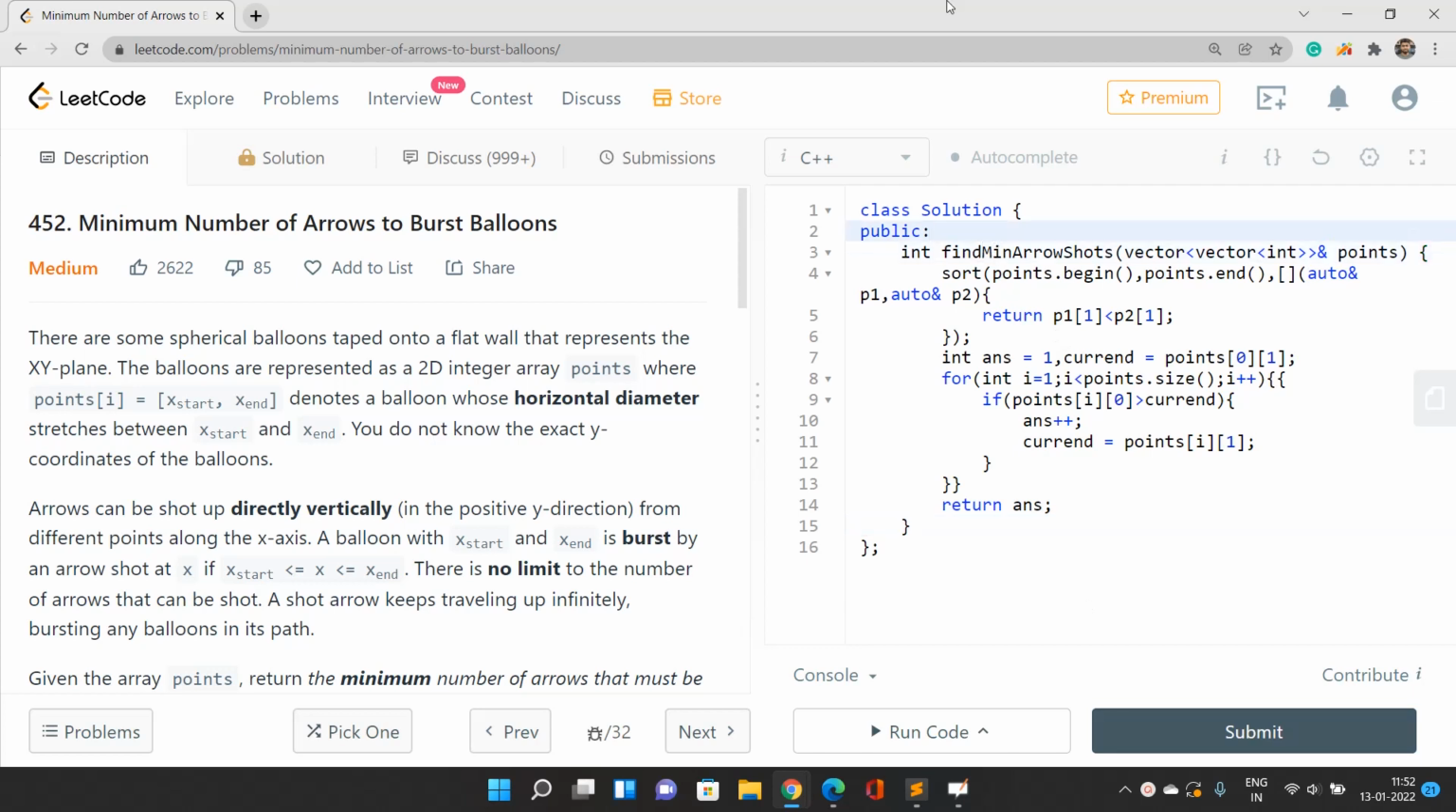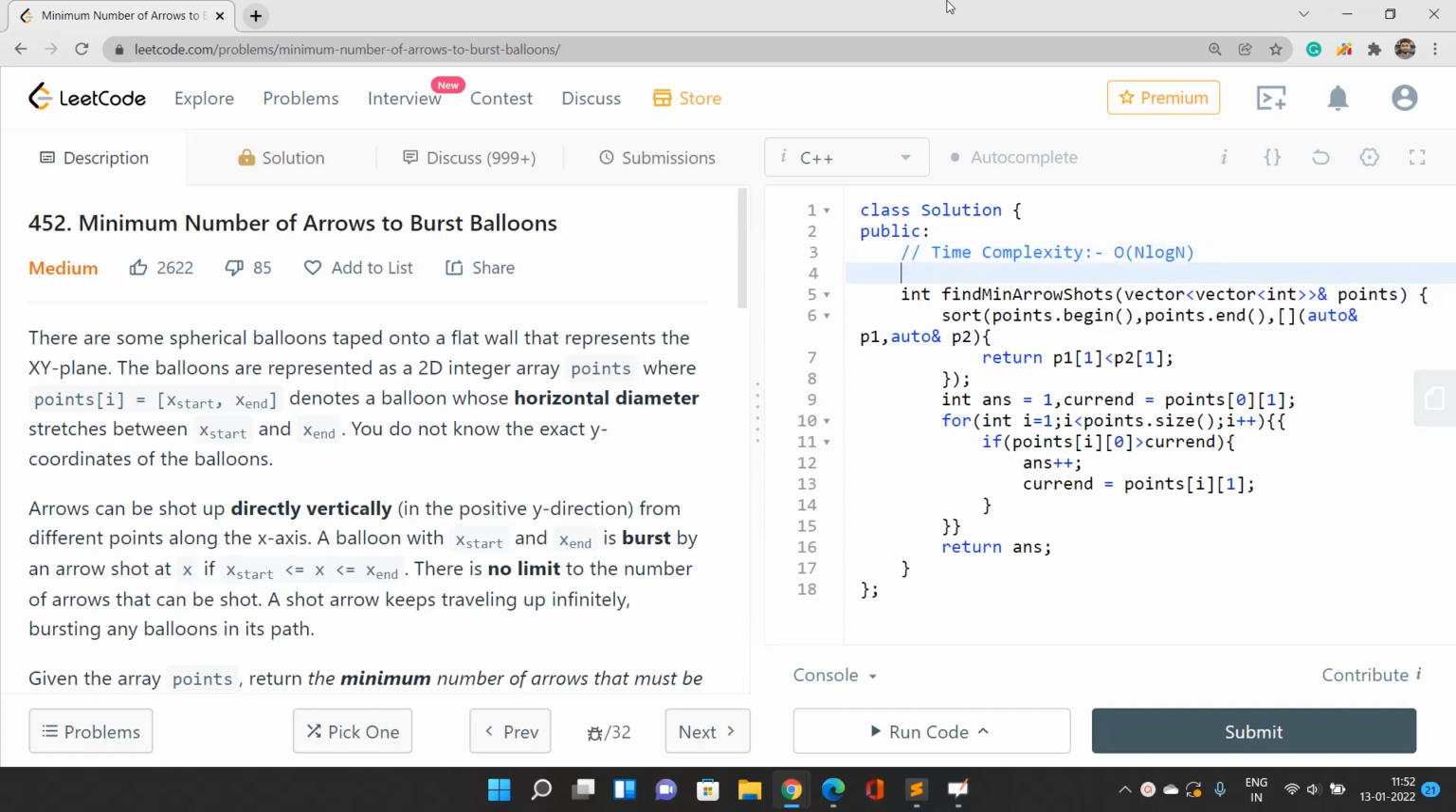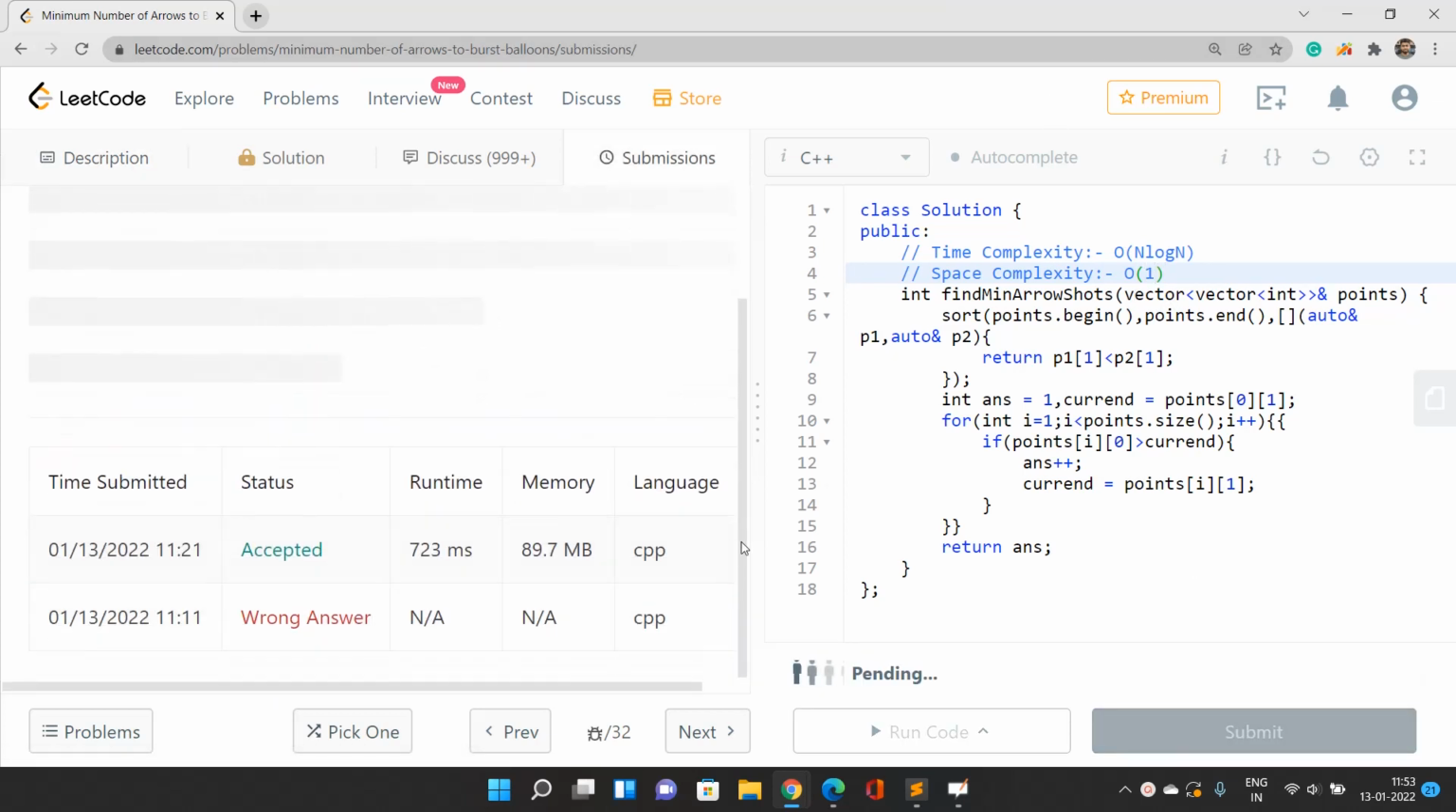So what is the time complexity of this approach? You can see the sorting takes n log n time, so O of n log n. And what about the space complexity? You can see I am using just one or two variables, so it is O of 1. So this will pass all the test cases.